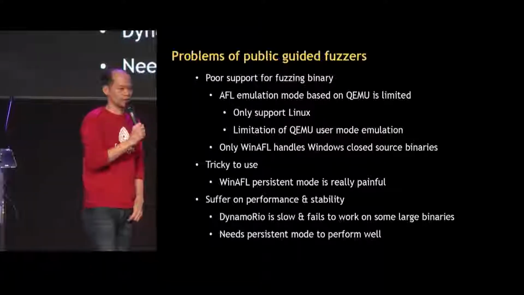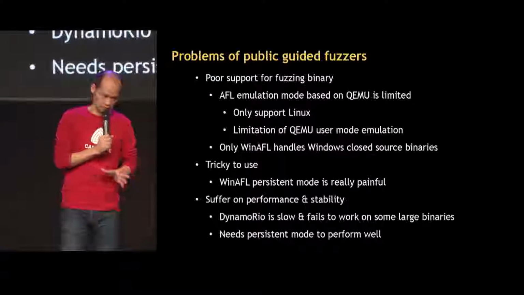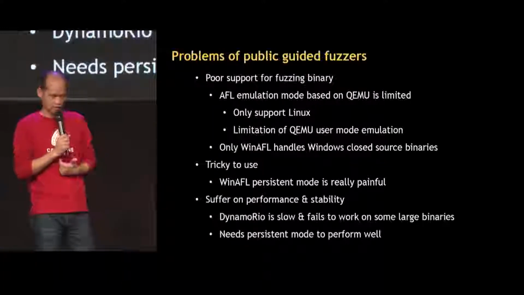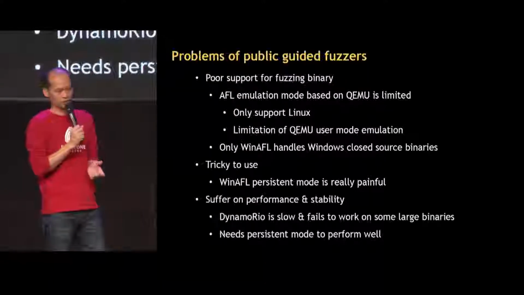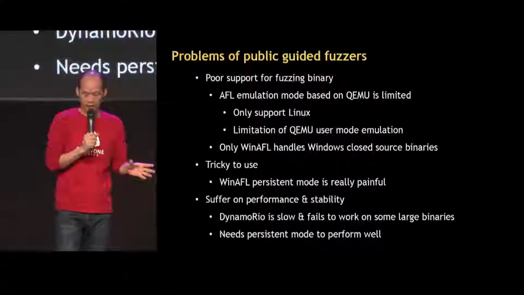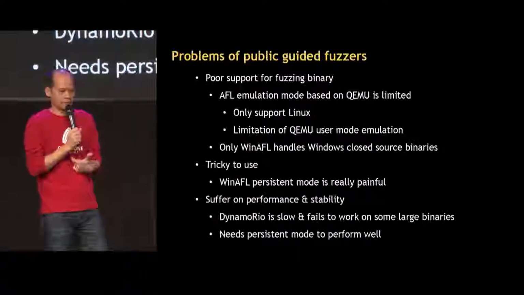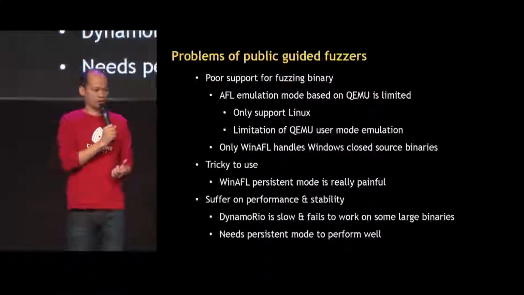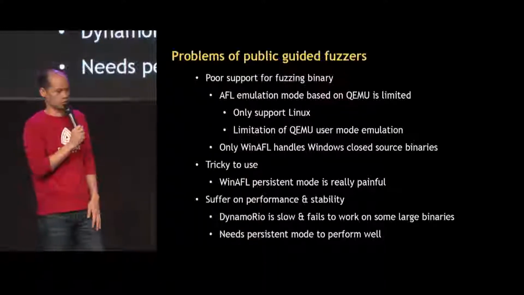The other issue is that all the guided fuzzers for binaries have many issues with performance and stability. For example, WinAFL uses the DynamoRIO binary instrumentation framework, and it fails to work on many complicated binaries, and it's pretty slow. DynamoRIO is the best in terms of performance for binary instrumentation, but it still slows down the programs 15 to 20 times, and that's too slow.